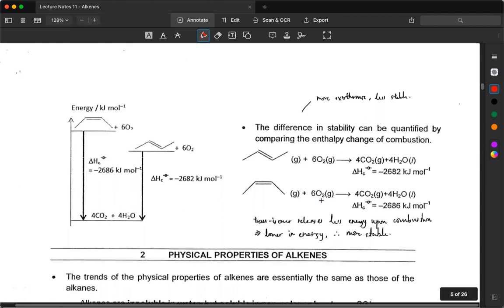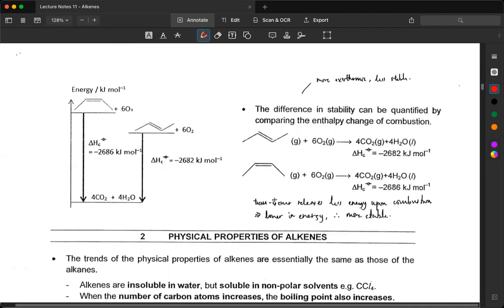The difference in stability is quantified by comparing the enthalpy change of combustion. For the trans isomer, the enthalpy change of combustion is negative 2,682. For the cis isomer, we have the enthalpy change of combustion of negative 2,686 kilojoules per mole. So the trans isomer releases less energy, which means it is of lower energy. Therefore, the trans isomer is more stable.